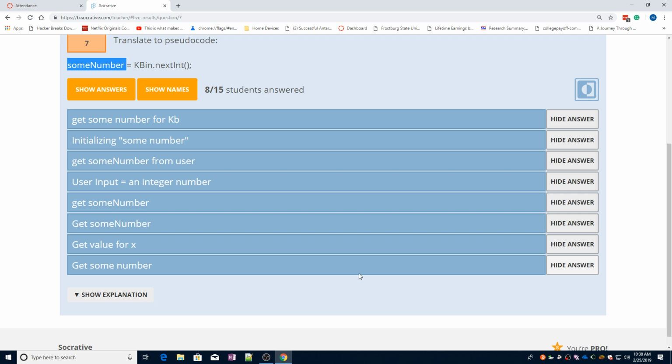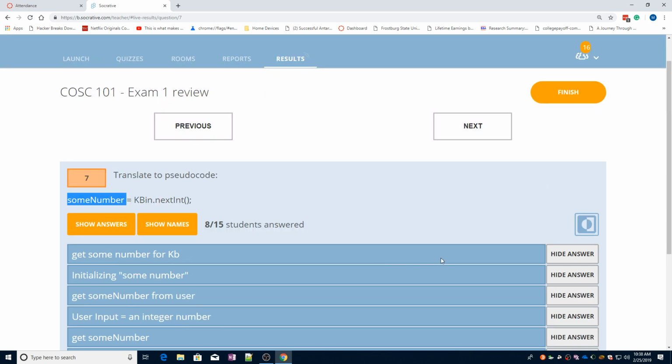Get some number. I'd give you full credit on that, even though you put a space in there. By the way, in the upper level classes, they would give you a 0 on that because some underscore number is different than some number with a capital N. All right?